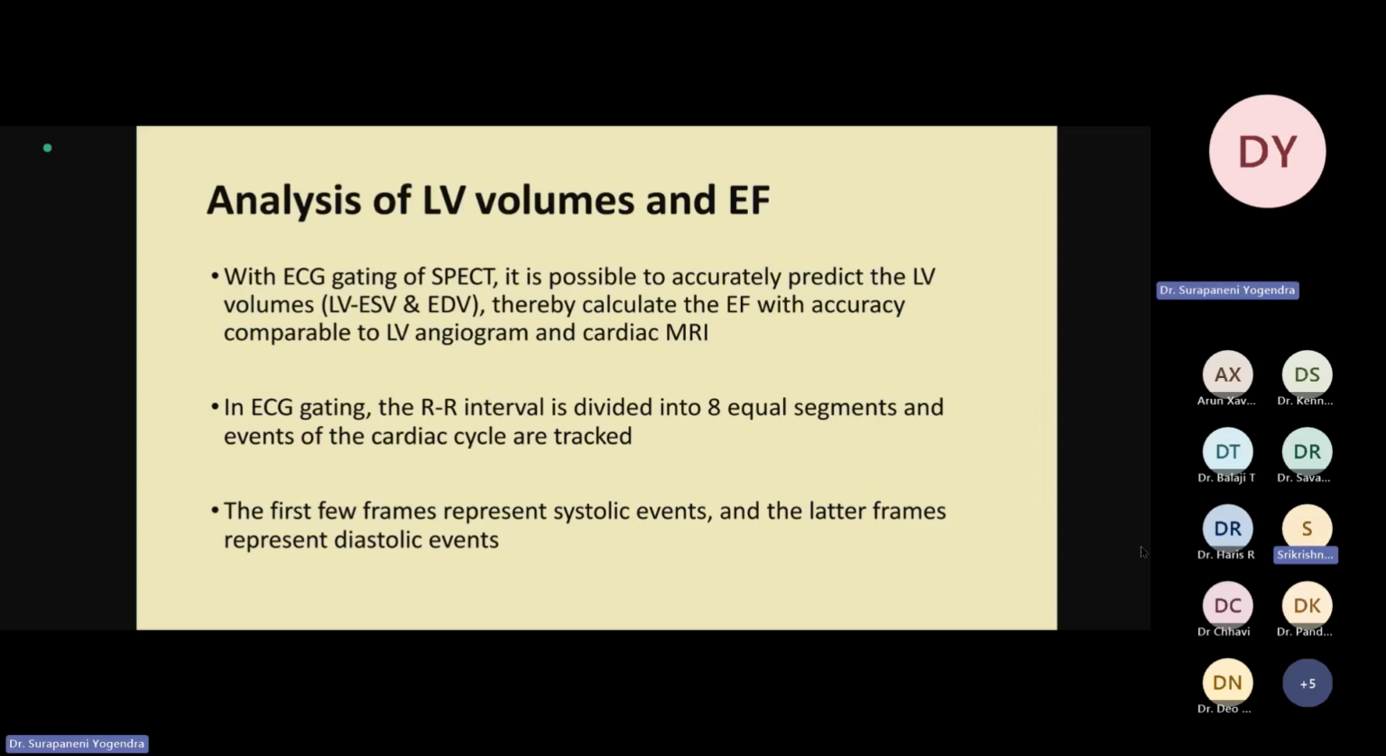Analysis of left ventricular volumes and ejection fractions. With ECG gating of SPECT, it is possible to accurately measure the LV volumes, left ventricular end-systolic and end-diastolic volume, and thereby calculate the ejection fraction with accuracy compared to LV angiogram and cardiac MR. In ECG gating, the RR interval is divided into 8 equal segments, and events of the cardiac cycle are recorded. The first few frames represent systolic events, and later frames represent the diastolic events.